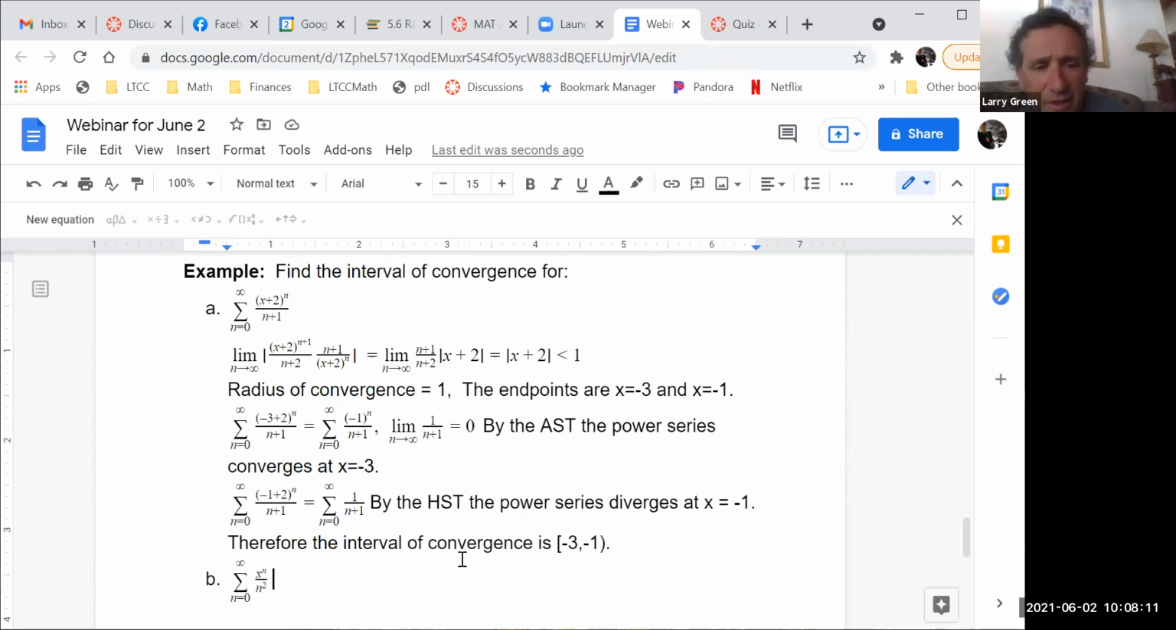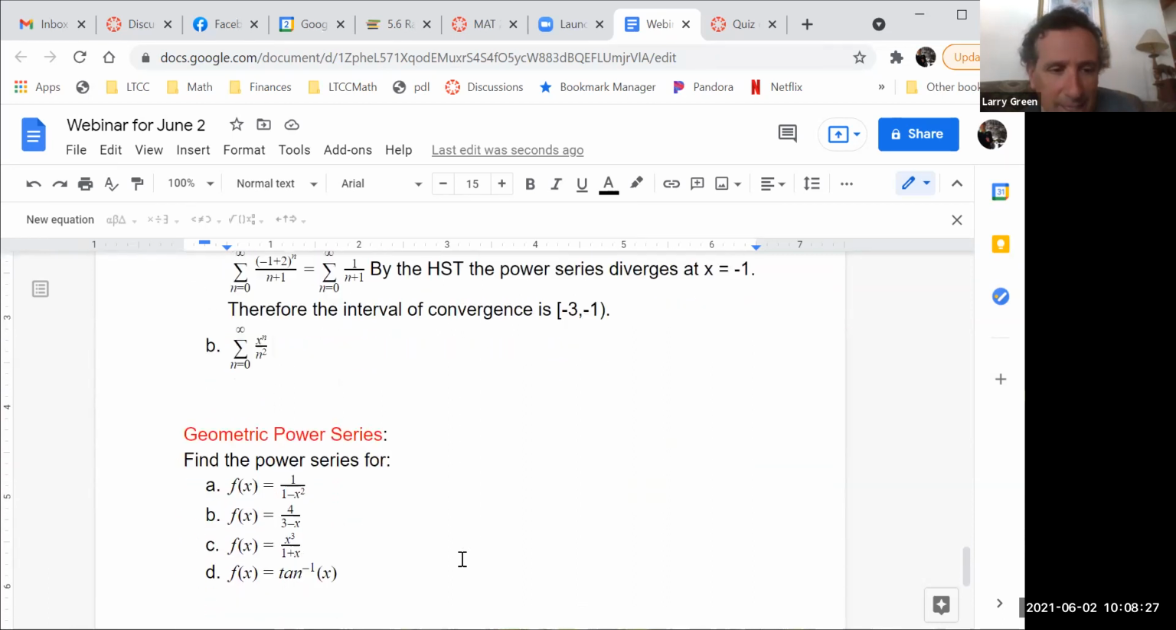Okay, I think I'm not going to do B because I only have so much time, but I wanted to make sure I did 1 in full. And you always follow the steps. Again, sometimes you get converges at left, sometimes you get right, sometimes both, sometimes neither. You never know until you do it.